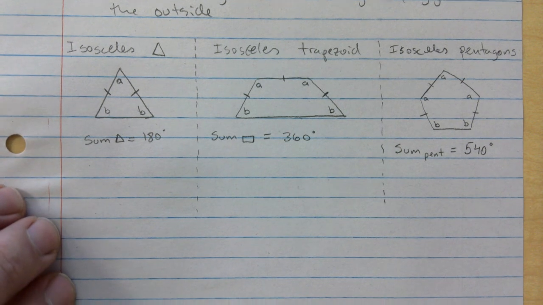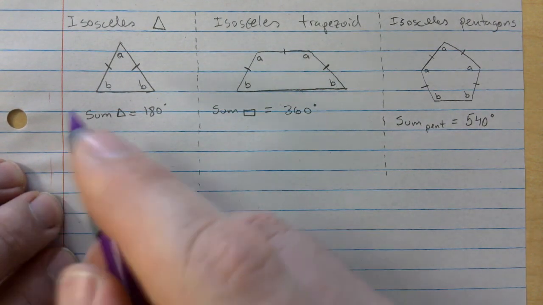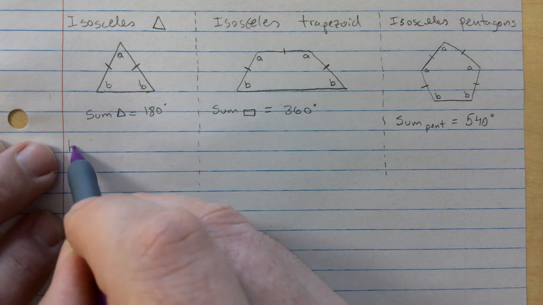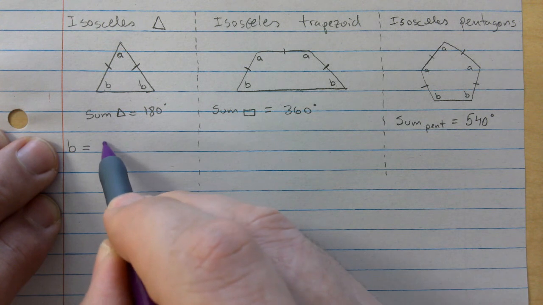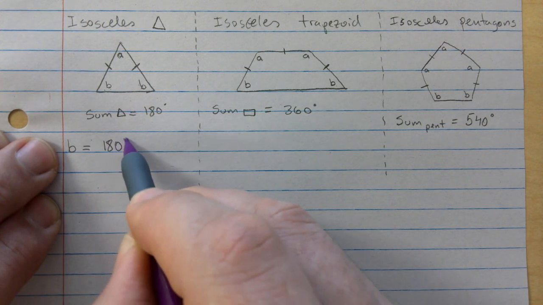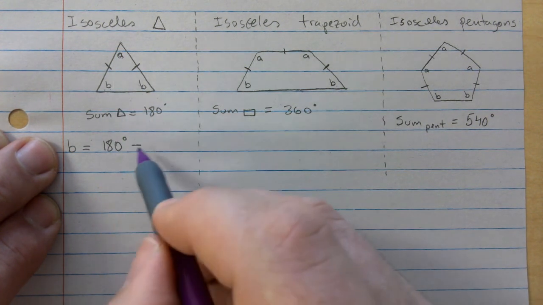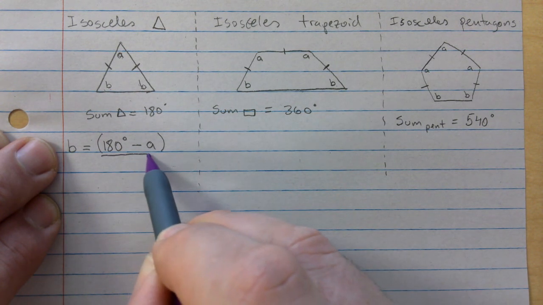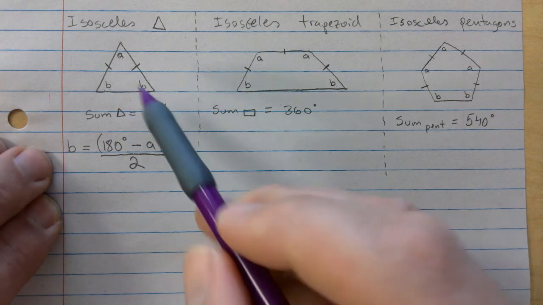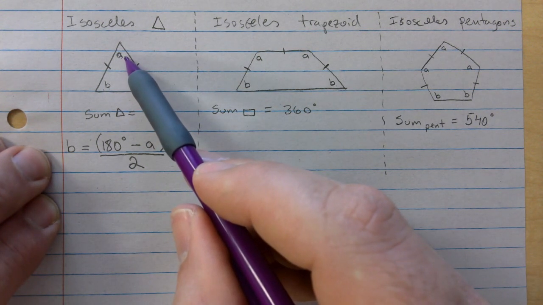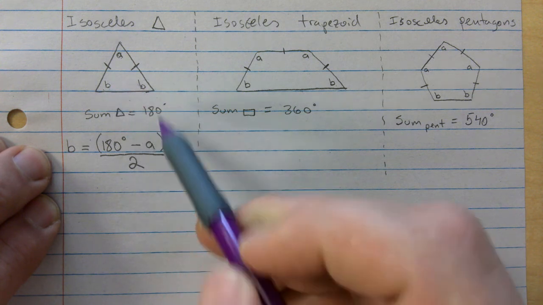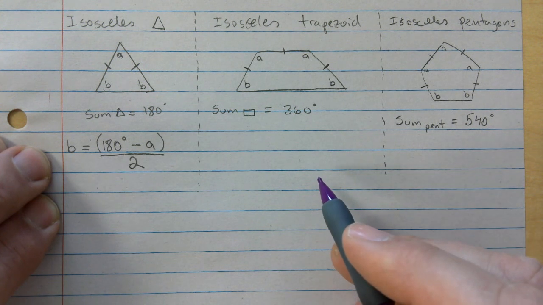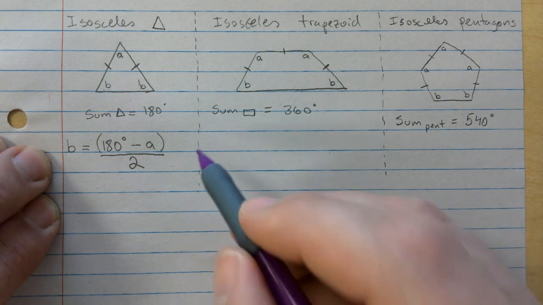So that is very helpful, because to find B, in this case, we would go like this. B is found by taking the sum, subtracting A, all of that divided by 2. Because if you subtract A from 180, then you split the remainder in half and give each side half of it, right? So these are definitely worth adding to your study sheet.